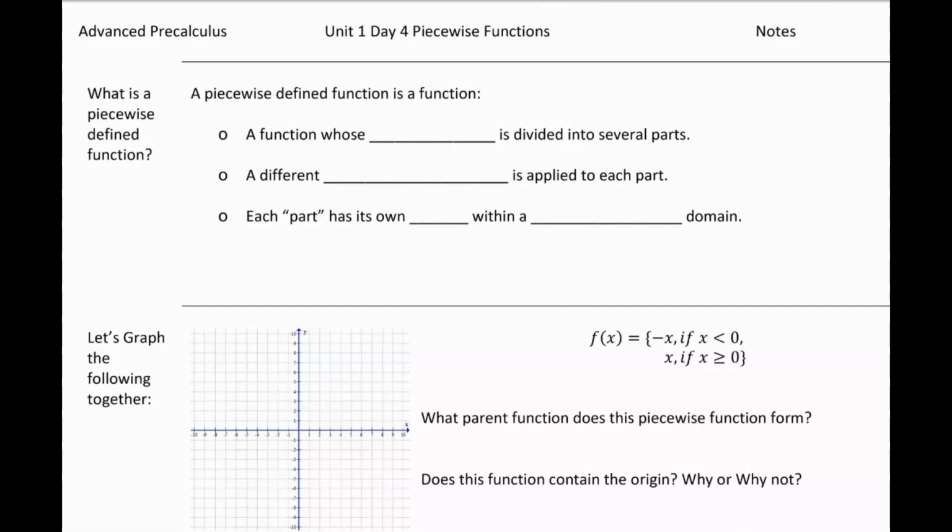A piecewise function is defined as a function whose domain is divided into several parts. This is two or more, right? Because with one part, it wouldn't be a piecewise anymore. It would just be a function.